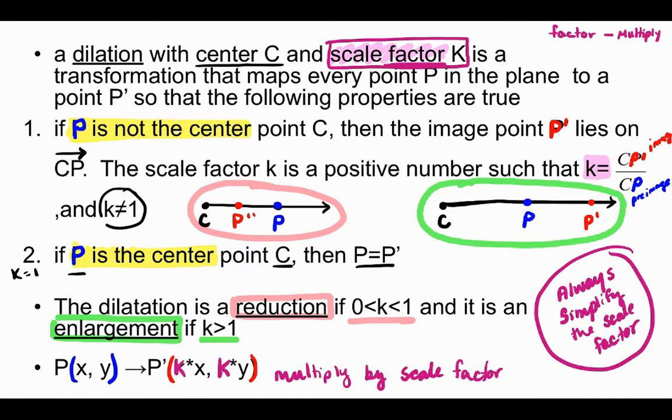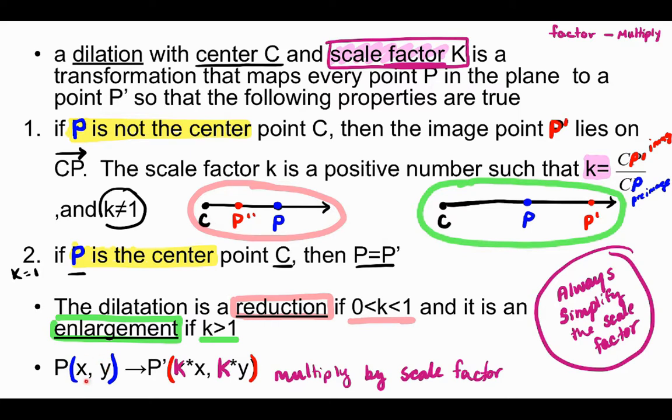So we have two types of dilations. We have a reduction. This is where our image is closer to the center than the original object. When we have a reduction, we're making our object smaller, and our scale factor is between 0 and 1. And then if our image is farther away from the center, we're making the object larger, so we have an enlargement. And when this happens, our scale factor is greater than 1.